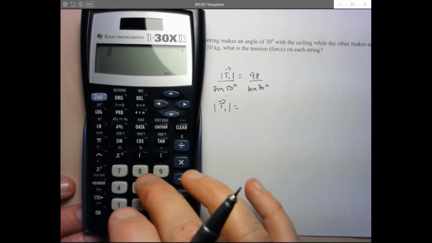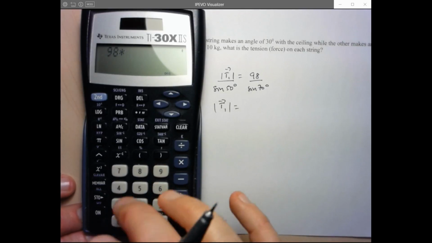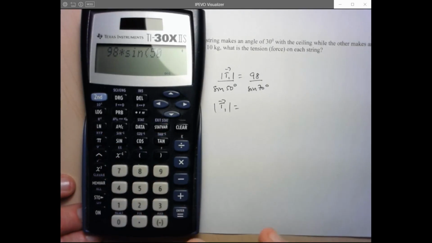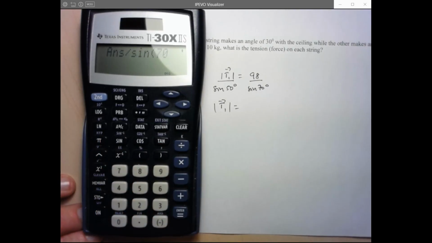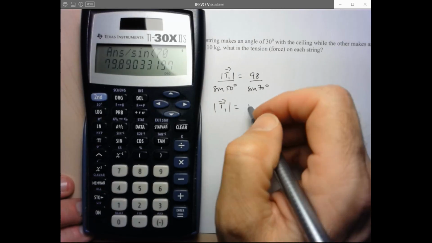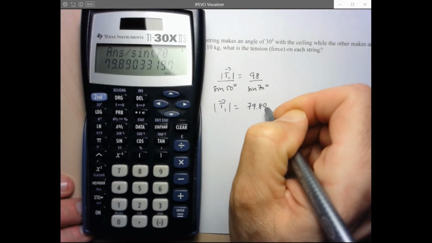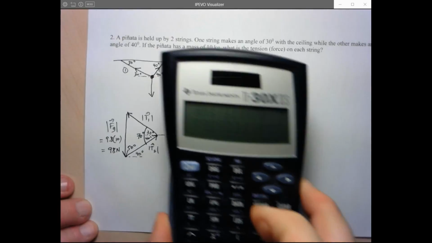So what do we have? We have 98 times sine 50, and then divided by sine of 70. Okay, and here we have 79.89. Okay, so that's the tension in one of the strings.